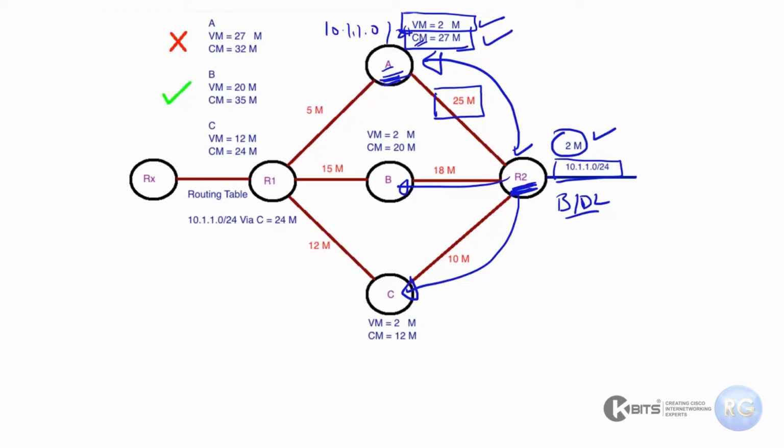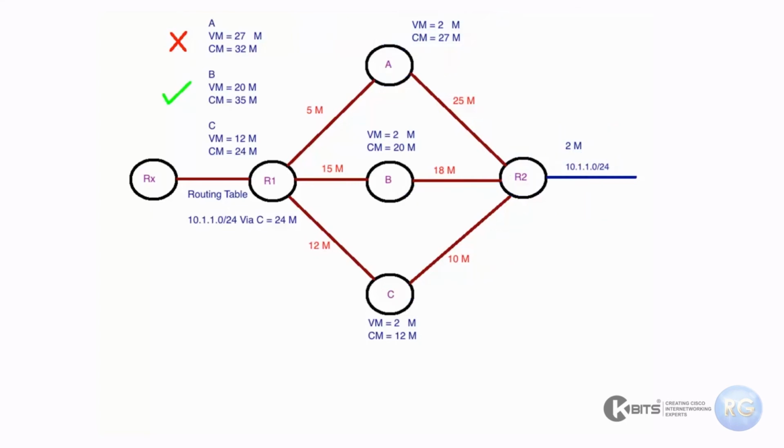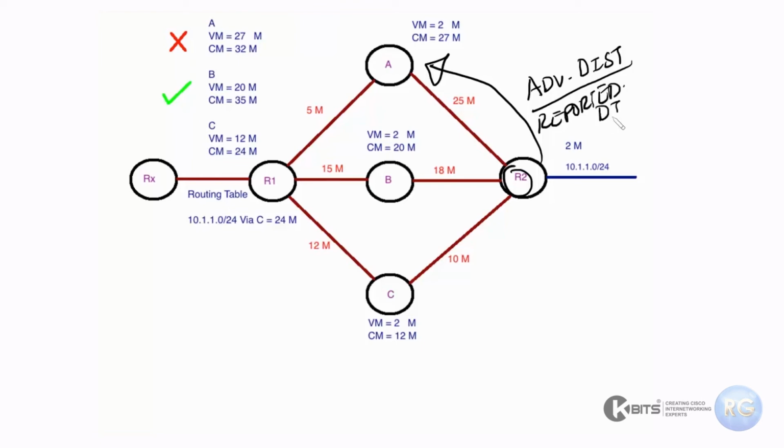Now some terminology over here. The cost that was advertised by R2 is his cost to him. This has different names depending on the notes or books or documents that you read. Some people call it the advertised distance. Some people call it the reported distance. Some people call it the vector metric.